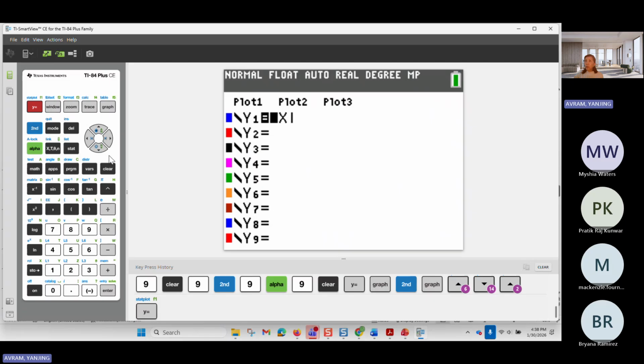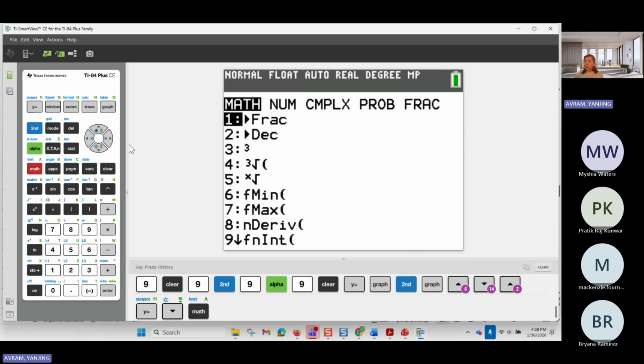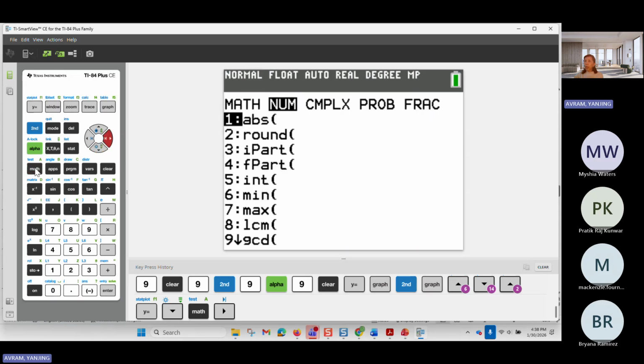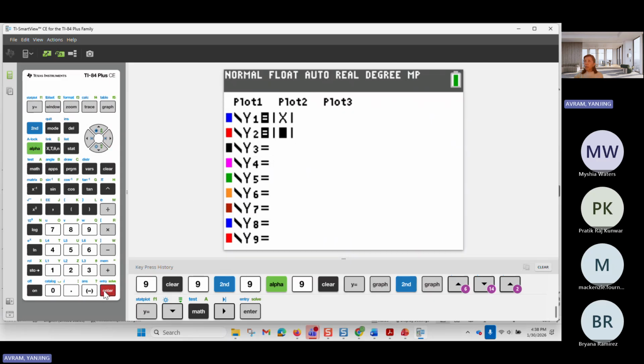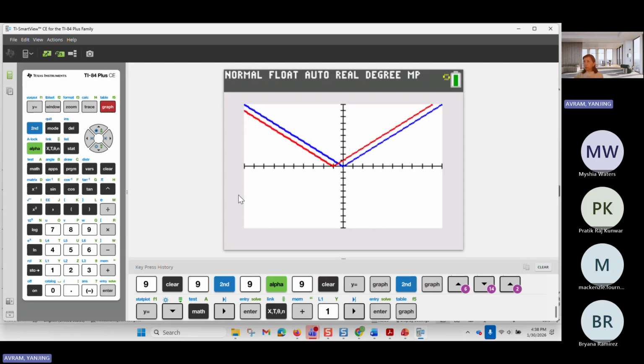All right, so we're gonna graph another one right here. It is y equal to absolute value of x plus 1, right? So we have to find the absolute value from the math. Okay, and then the ABS is the absolute value. All right, so we have x plus 1.